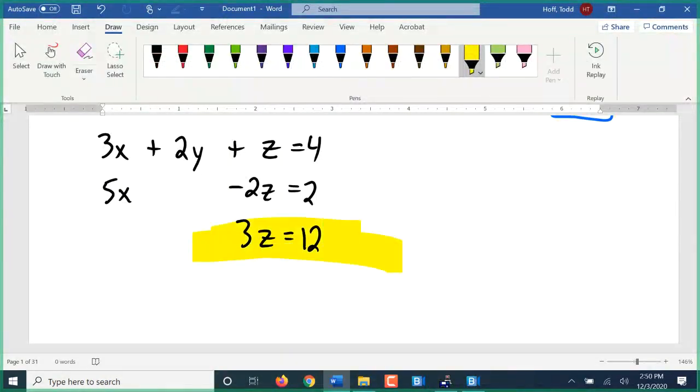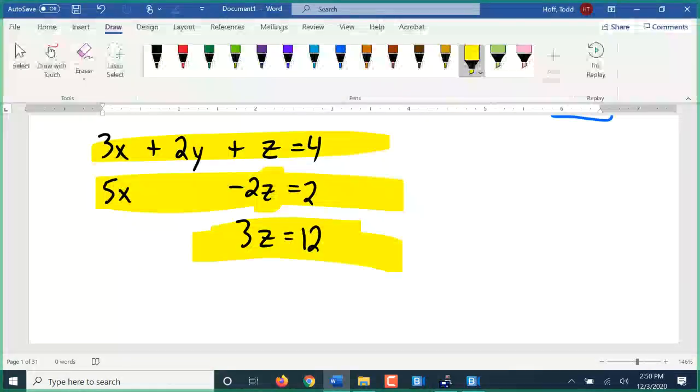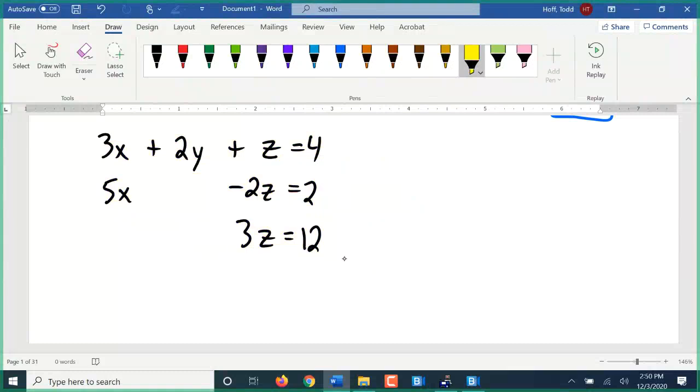This equation only has one variable in it. I can solve for z by just dividing by 3. Then I can put that in here for z and solve for x, and then put those into the top one to solve for y. This system is tailor-made to use substitution in. It would be silly to use any other method. Substitution is the easy way to go.